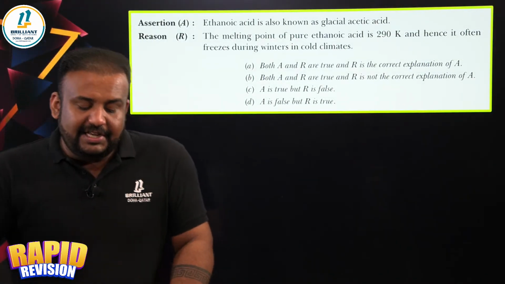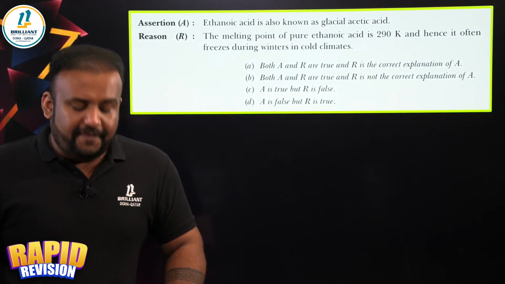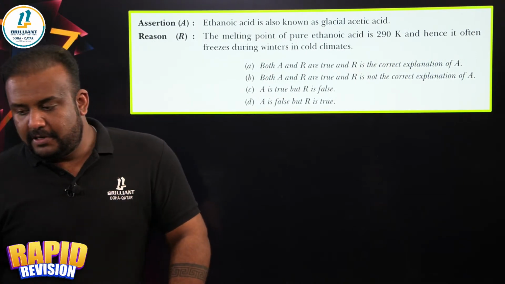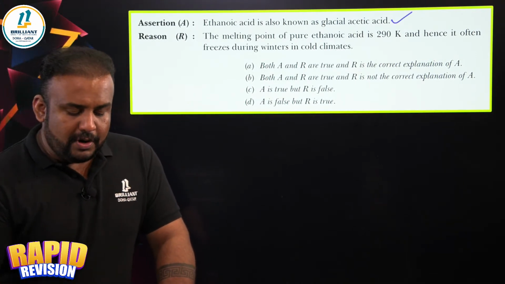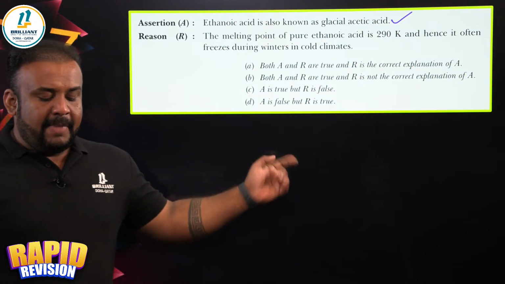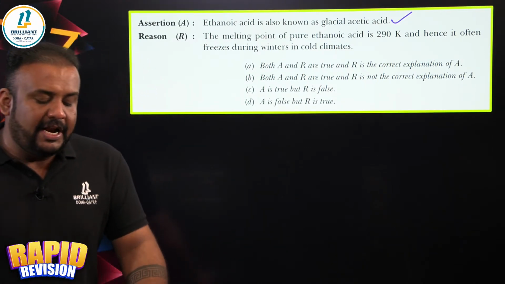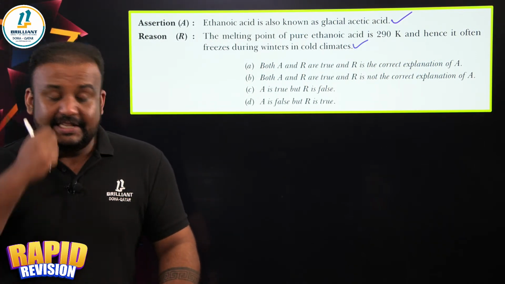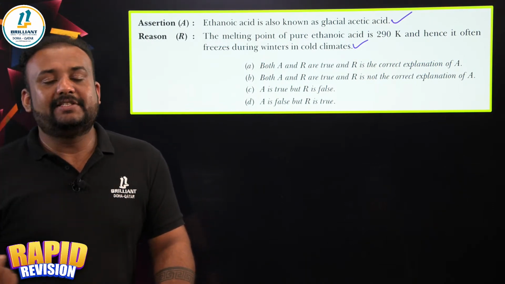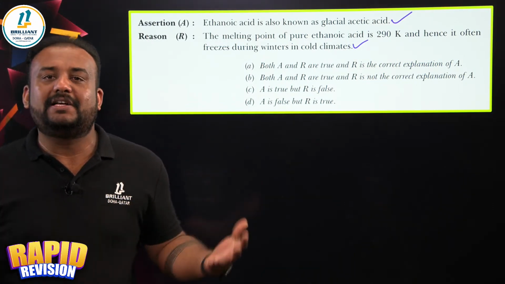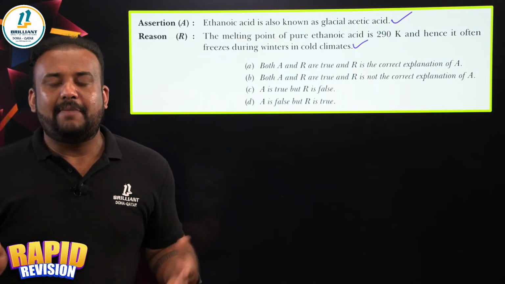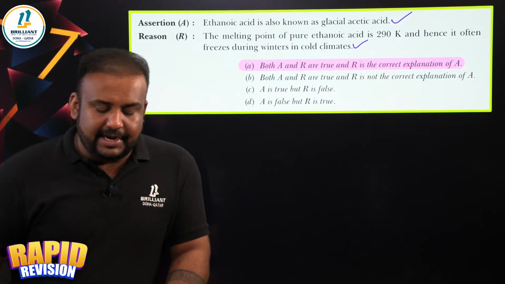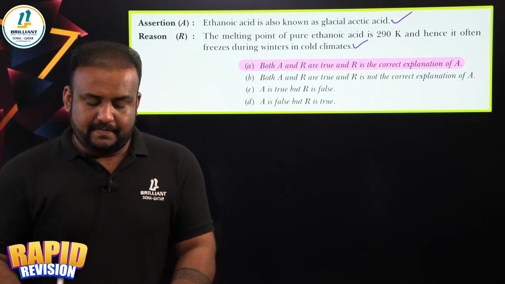Assertion: Ethanoic acid is also known as glacial acetic acid. True or false? It is true. It is called glacial acetic acid. The reason given: melting point of pure ethanoic acid is 290 Kelvin and hence it often freezes during winters in cold climates. That is true, and that is indeed why ethanoic acid is called glacial acetic acid, because it freezes so fast in winter and forms a glacier-like appearance, right? So A and R are true, and R is the correct explanation of A.